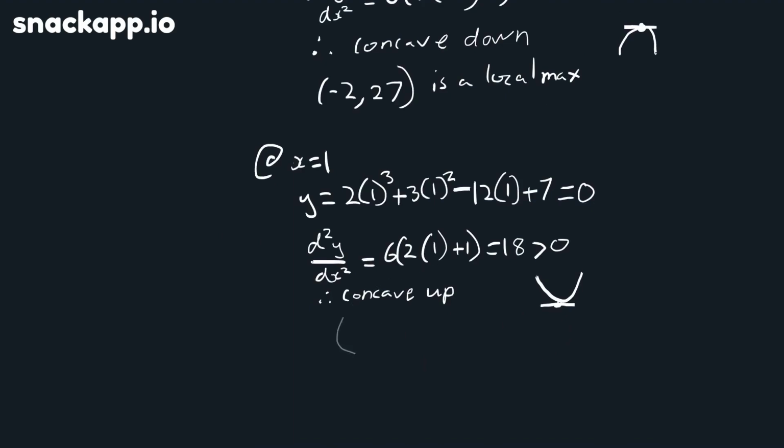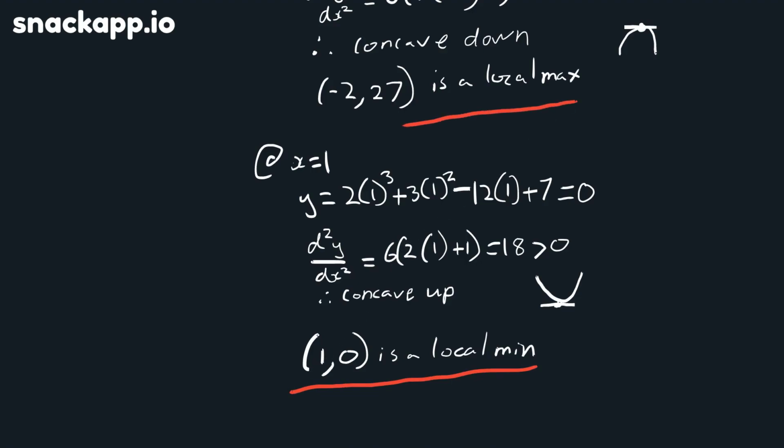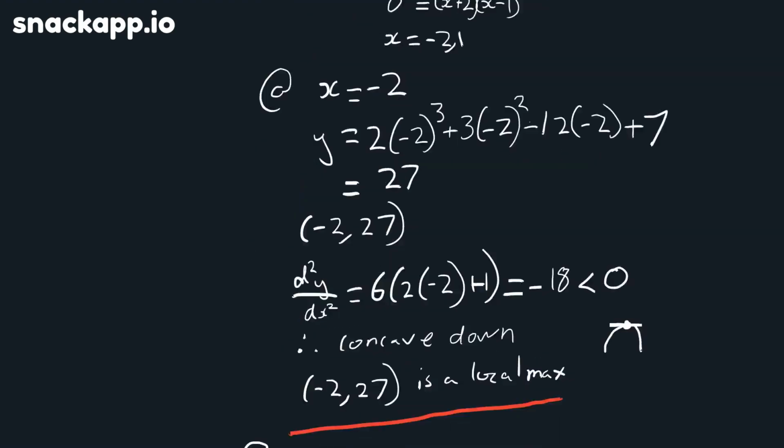So remember, we got to write our final solution again. So we'll get (1, 0) is a local minimum. Okay. And it is always good practice just to underline your answers just so they know when they're marking what they're looking for. So there's our two answers for the first part of the question, for part I.